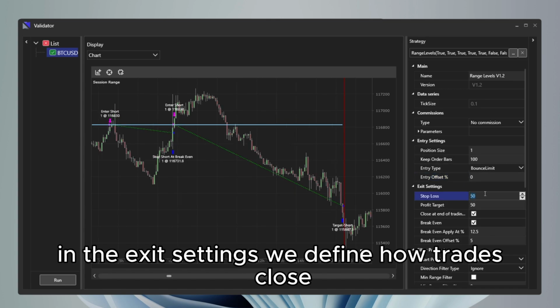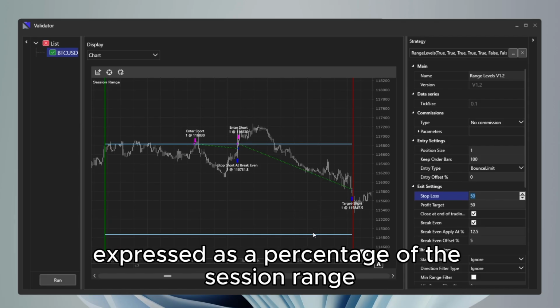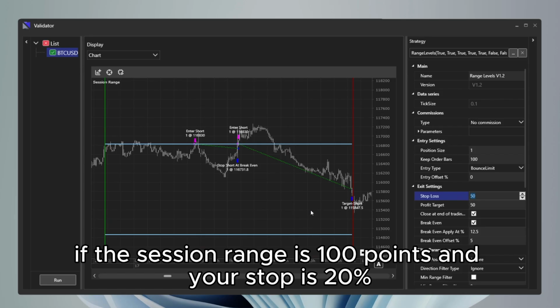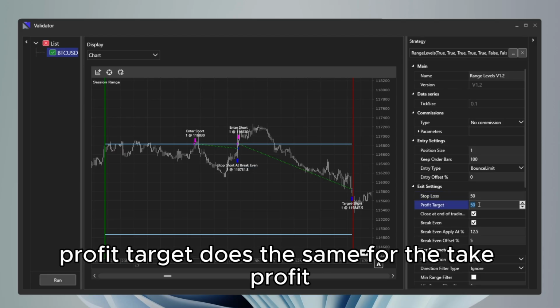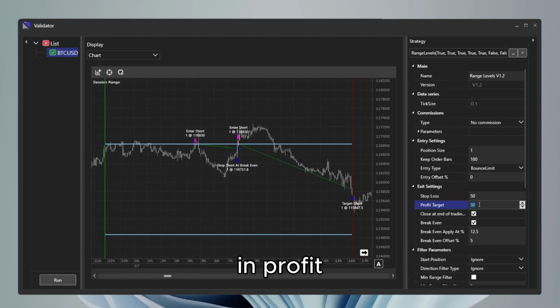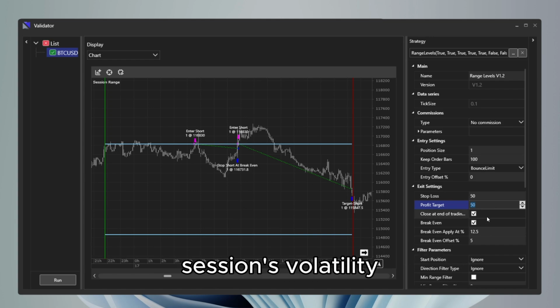In the exit settings, we define how trades close. Stop loss sets the distance of your protective stop, expressed as a percentage of the session range. For example, if the session range is 100 points and your stop is 20%, the stop will be 20 points away from entry. Profit target does the same for the take profit. A 50% target means you're aiming for half the range in profit. Both stop and target automatically adapt to each session's volatility.